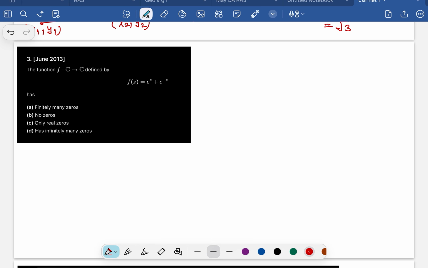The function f from C to C defined by f(z) is equal to e to the power z plus e to the power minus z. We have to tell how many zeros this function has.